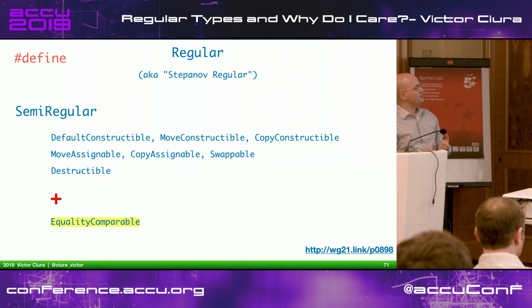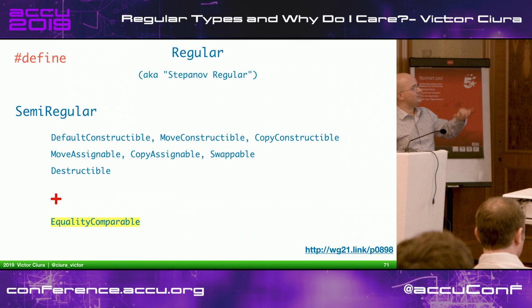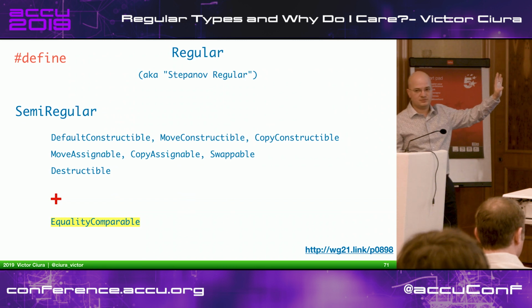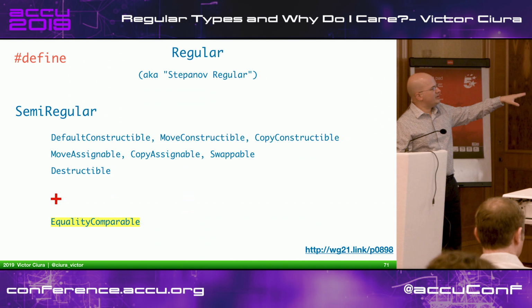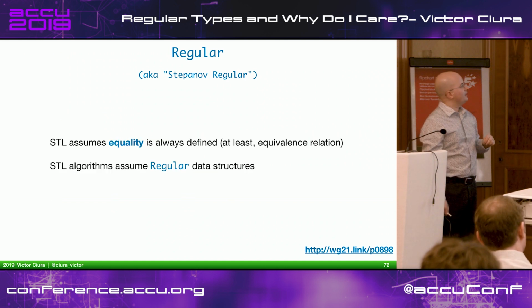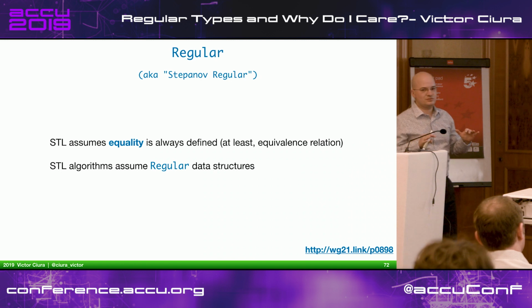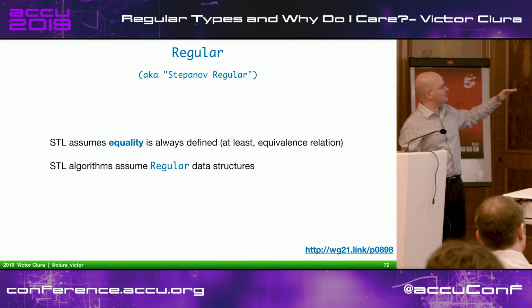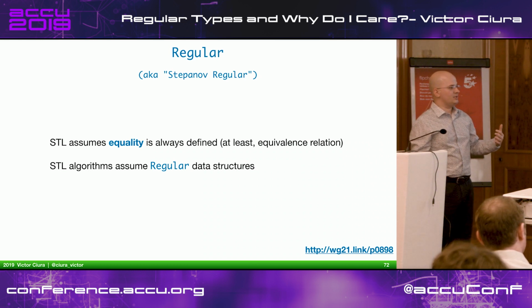Now, if we want to define regular, this is where things get hairy, because we have to add equality comparable, as in regular, as in Stepanov regular, going back to the 20-year-old paper. We'll see that equality comparable is a much more difficult requirement to define precisely for types, especially if we think about modern additions to the library. So the STL assumes equality is always defined, or at least an equivalence relation, something more relaxed than equality. And STL algorithms assume regular data structures, again going back to the foundation of the library and its design principles.